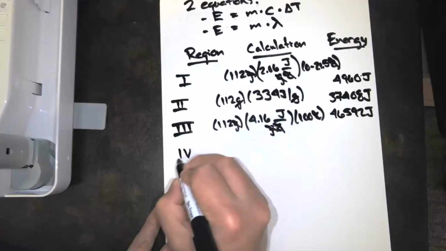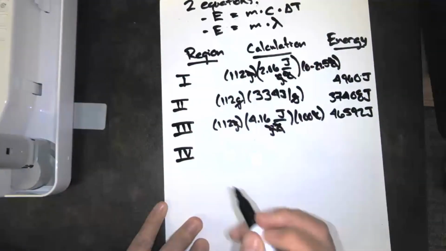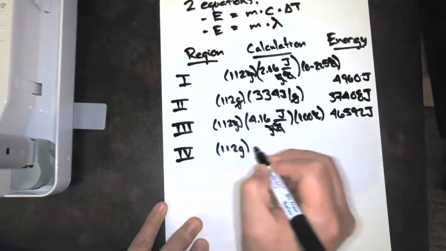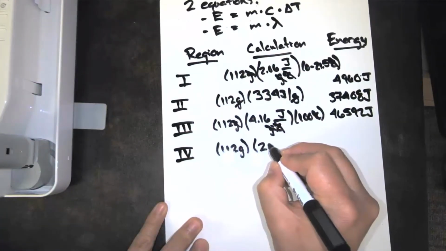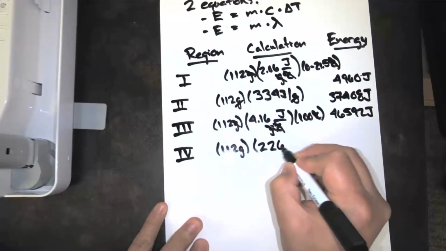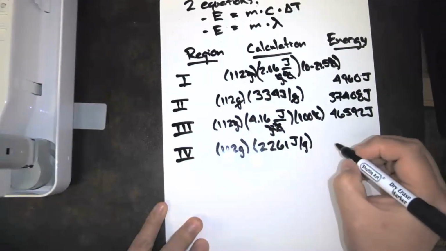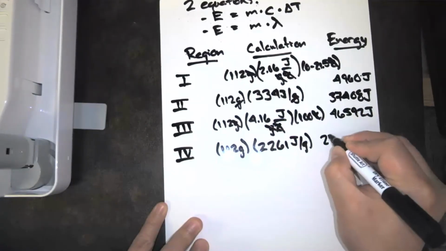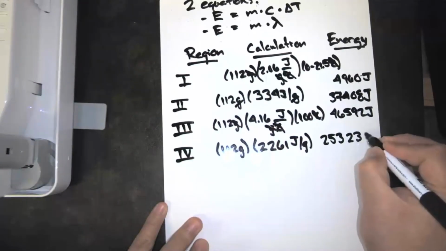Finally, for region 4, we're going to use the second equation up here. And again, the mass is still 112 grams of water. And we're using the latent heat of vaporization, which is 2,261 joules per gram. And when we turn the crank, we get 253,232 joules.